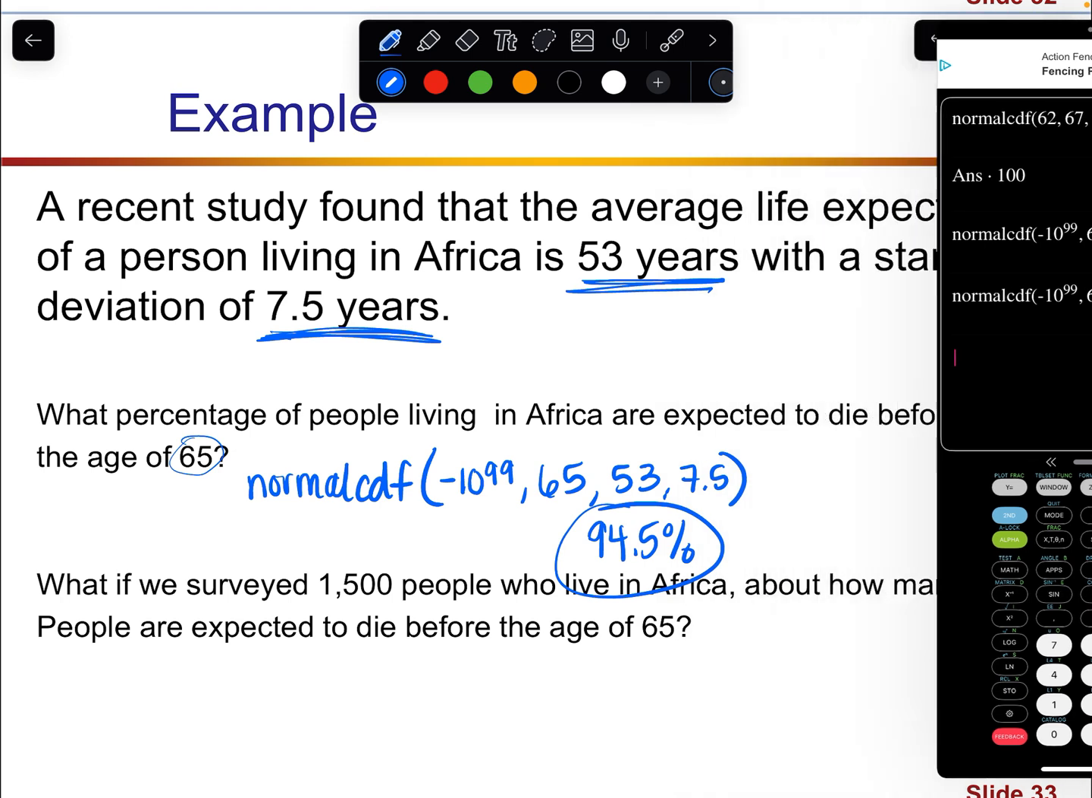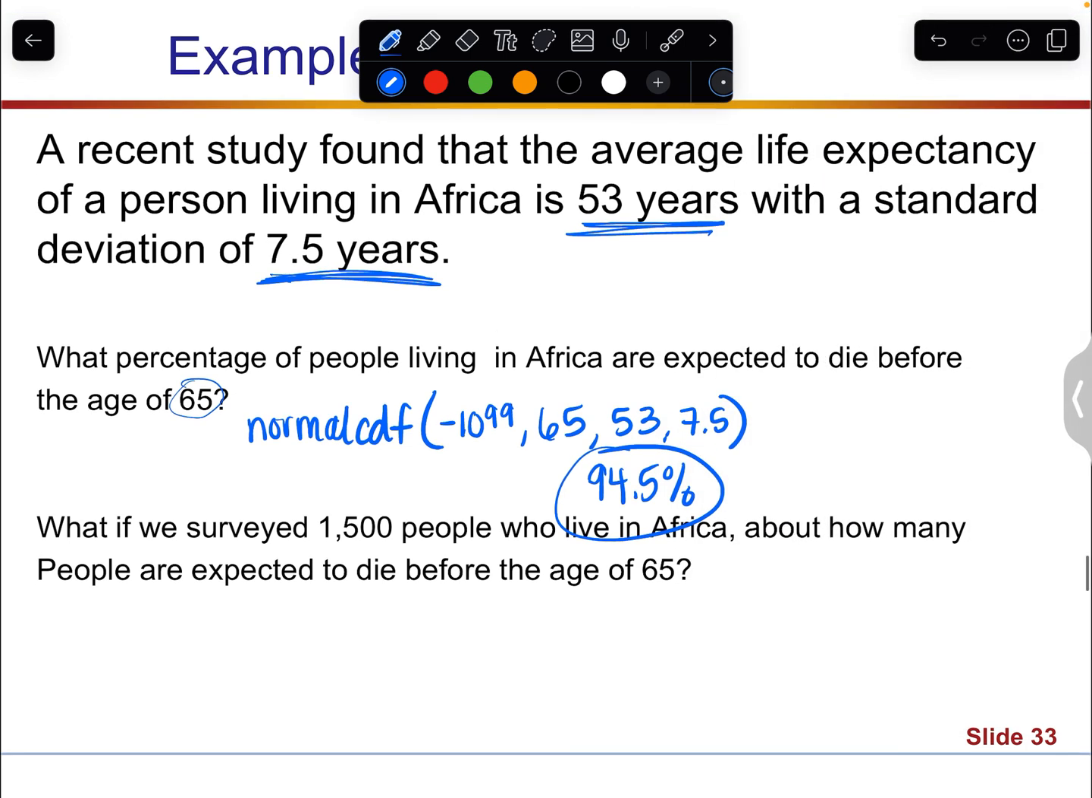And so the next question is asking us to use that answer that we just found. If we did survey 1,500 people, about how many of them would die before the age of 65? Well, that's going back to many problems that we've seen before. We're going to take our total number of people and multiply it by our percent of 0.945. So we would get 1,417 and a half, but we would want to convert that to a whole number.